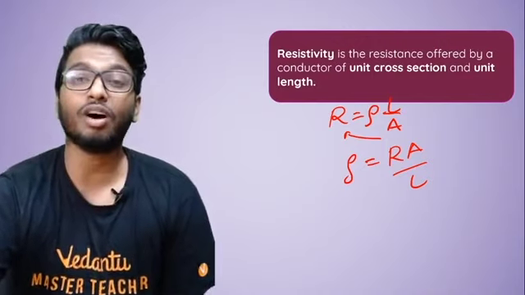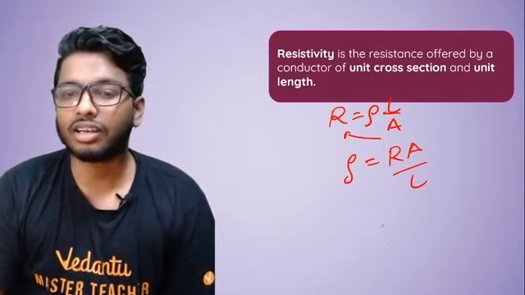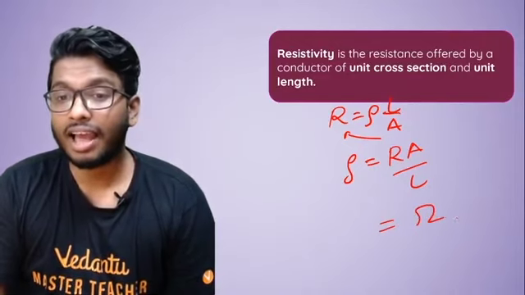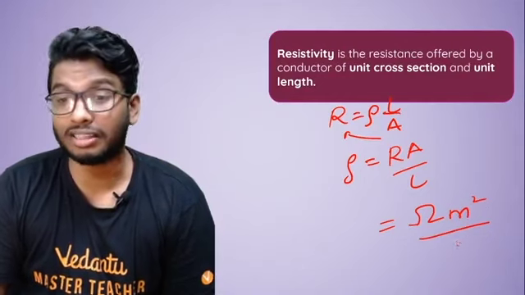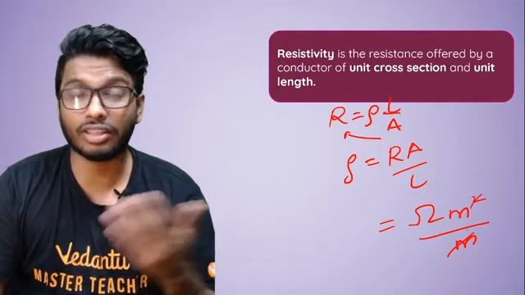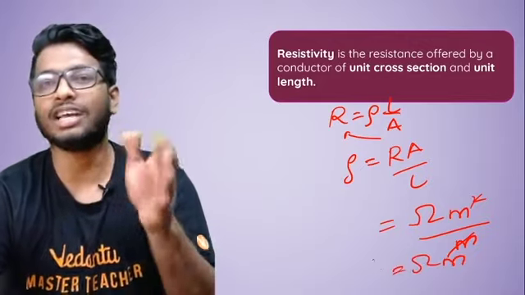So the SI unit of resistivity is ohm meter. Again, how did I come to that conclusion? The SI unit of resistance is ohm, the SI unit of area is meter square, and the SI unit of length is meter. So one of the m gets cancelled, so it'll be ohm meter. So the SI unit of resistivity is ohm meter.